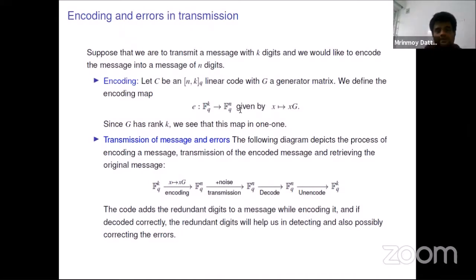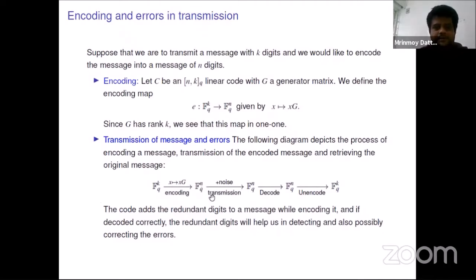Fair enough. So now what do we do? The following diagram that I have drawn here gives us a way of understanding how messages are encoded, sent, and then how we retrieve them if it is at all possible. So first we start with a k digit message, which is of course an element of Fq to the power k. We encode it by the map that I have just mentioned above, by multiplying on the right hand side by G.